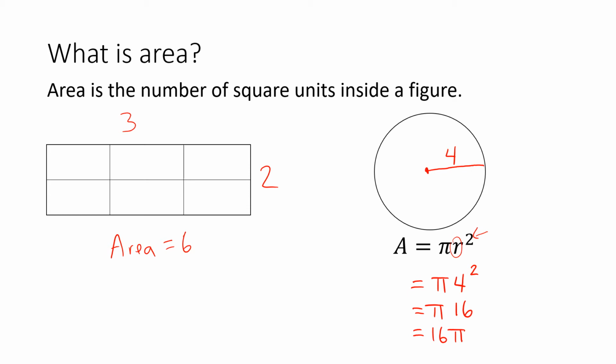Now it could be just 16 pi, or you can multiply 16 times 3.14, and you get, I think it's about 50.24 if I remember correctly. So 16 times 3.14 is about 50.24. Okay. So that's the basics of the area.